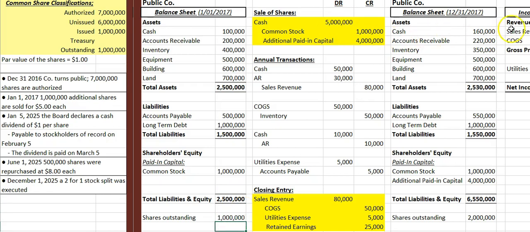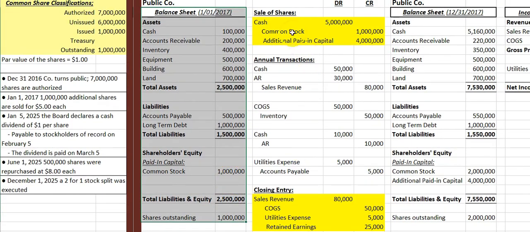And this transaction, I'm just going to go ahead and move it over here. My cash went up by 5 million that I received, right? My common stock went up by another million that I sold, and my additional paid-in capital went here. Okay, so now my outstanding shares went up by 2 million. So this is how I started as a public company.